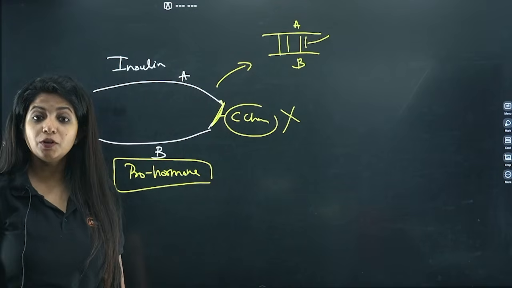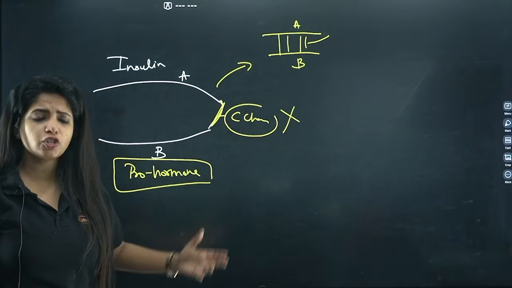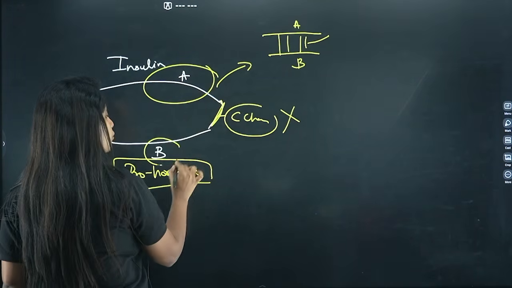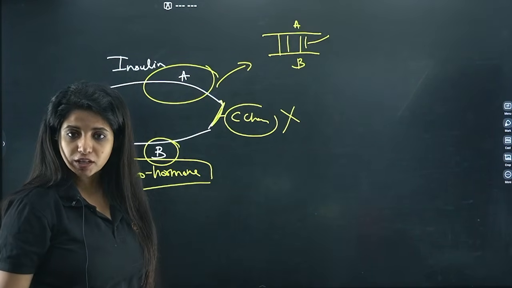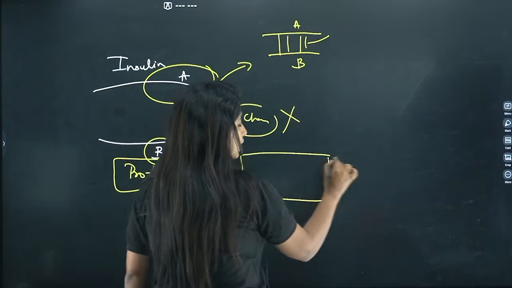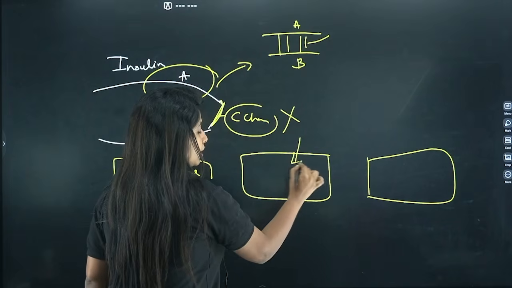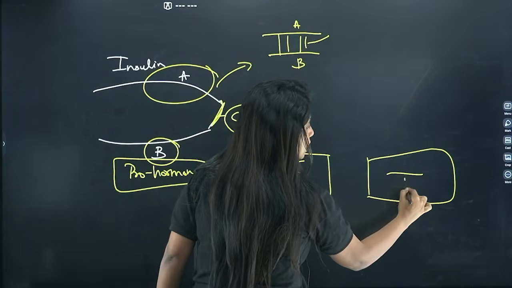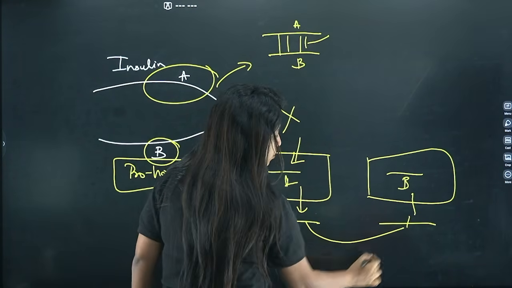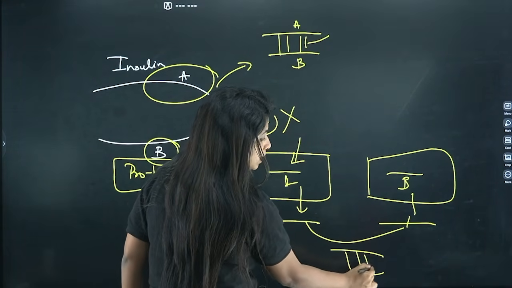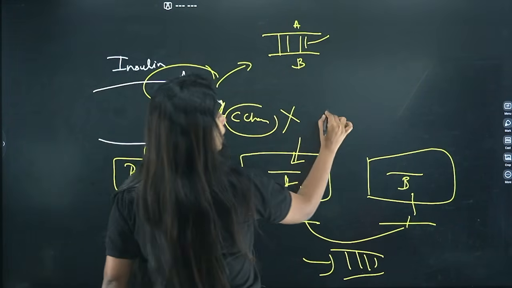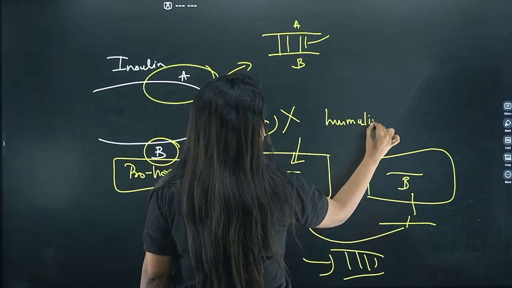So then Eli Lilly came into the picture. Eli Lilly, which is a company, said, why do all this drama? Why not take the gene for A, take the gene for B, and produce A and B chains directly, and why not join them in laboratory conditions? So this is exactly what they did. They had E. coli. They put A gene in one, B gene in another. A chain was produced, B chain was produced, and both of them, my dear children, were joined using disulfide bonds in the laboratory condition, and that's how you got the first human-like insulin, which is known as humulin.